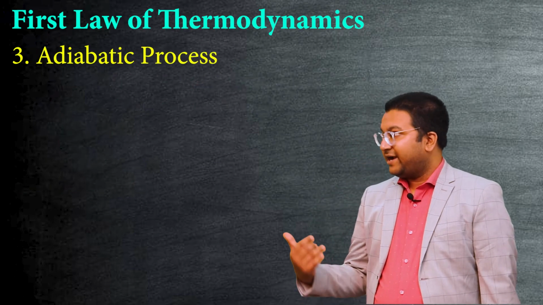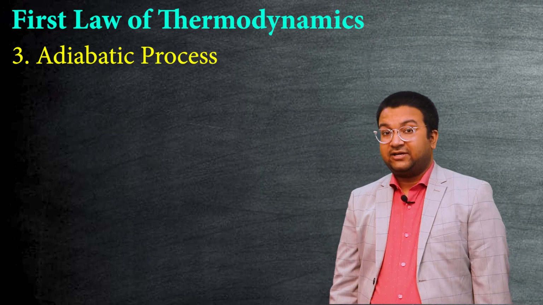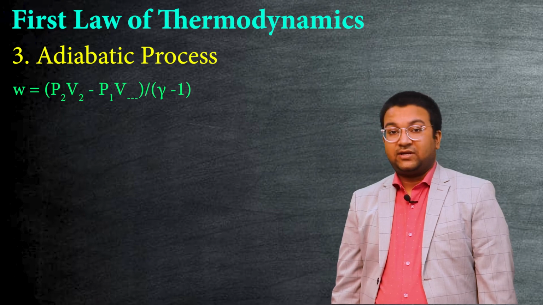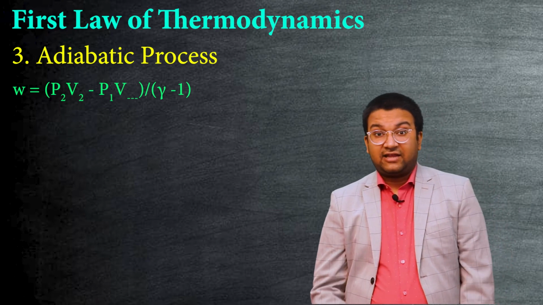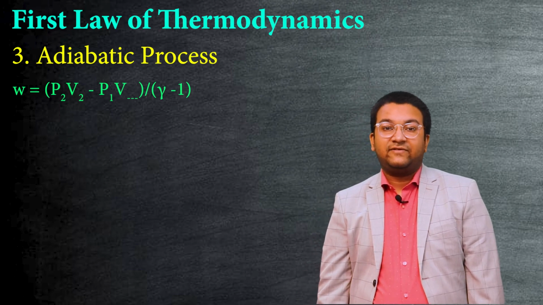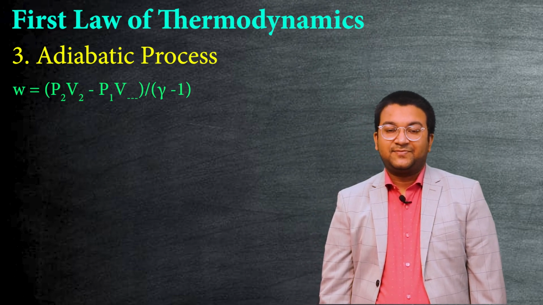And the third one is for adiabatic processes. Work done can be written as P2 V2 minus P1 V1 upon gamma minus 1. So in this case, we can calculate W for different processes, and that sums up everything about the first law of thermodynamics. So that's it.